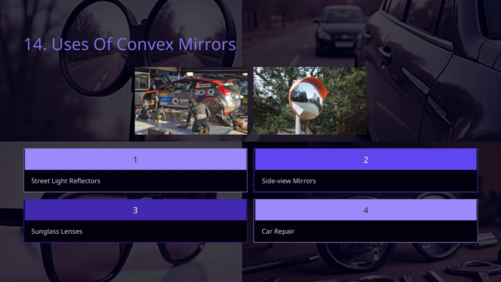Moving on, side view mirrors on vehicles are a perfect example of convex mirror application. They provide a wider field of view, allowing drivers to see more of the road behind and to the sides, reducing blind spots and increasing safety. And lastly, in car repair shops, convex mirrors are used for inspecting hard-to-see areas. Their ability to give a broad view helps mechanics identify issues more efficiently. Overall, convex mirrors are essential in many everyday contexts because of their ability to provide wider, clearer views, which is a recurring theme in their applications.